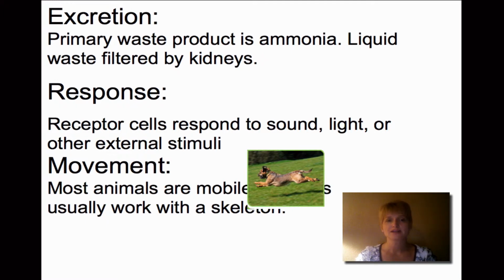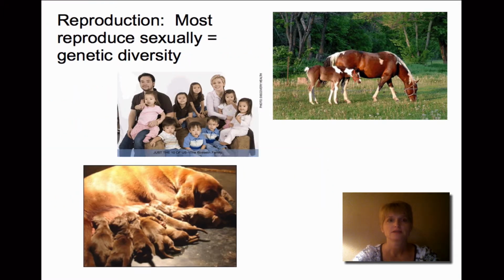And then movement. Most animals can move. Some animals don't move, but most animals do move, and they have muscles that work with a skeleton. Whether that skeleton is internal, like ours, or external, the muscles are attached to it, and that's what facilitates movement. And then animals have to reproduce, and most of them reproduce sexually, and that leads to genetic diversity. But there are some animals that reproduce asexually, and some animals that can do both.